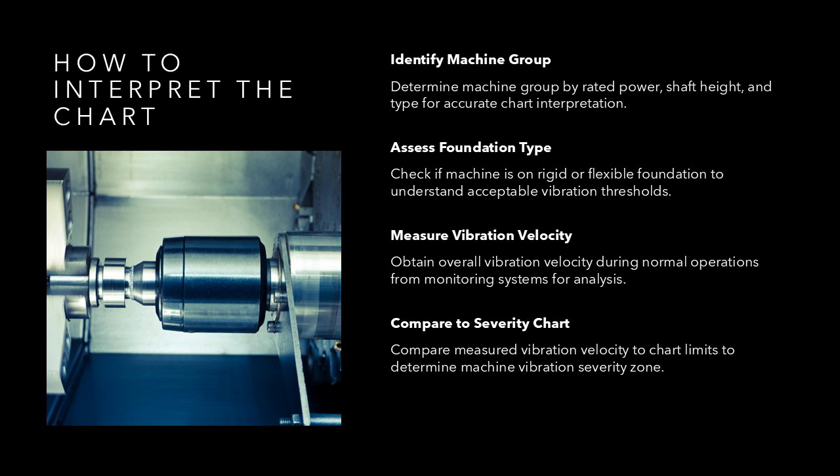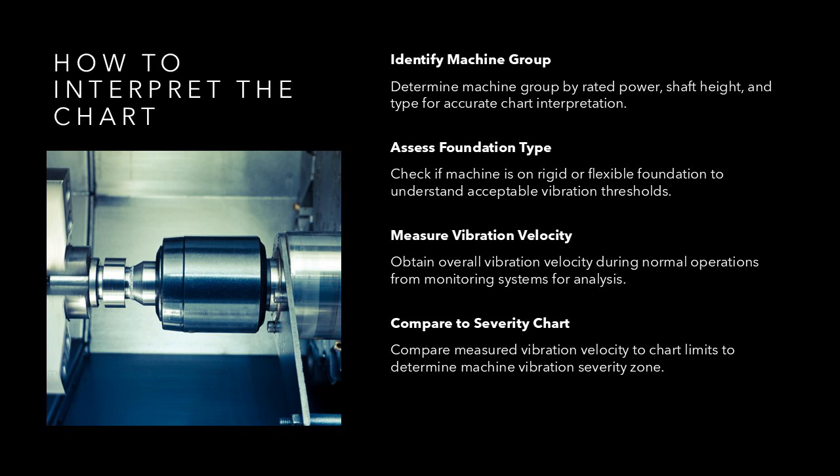The first step is to correctly identify the machine group based on rated power, shaft height, and machine type. The second step is to determine whether the machine is mounted on a rigid or flexible foundation, as this significantly affects acceptable vibration levels. Next, the measured overall vibration velocity is obtained from the monitoring system under normal operating conditions. This value is then compared against the chart limits for the identified machine category. The resulting zone indicates the vibration severity level.